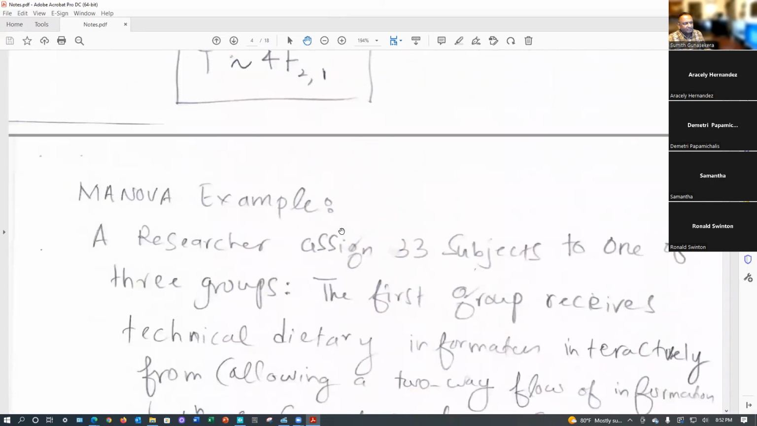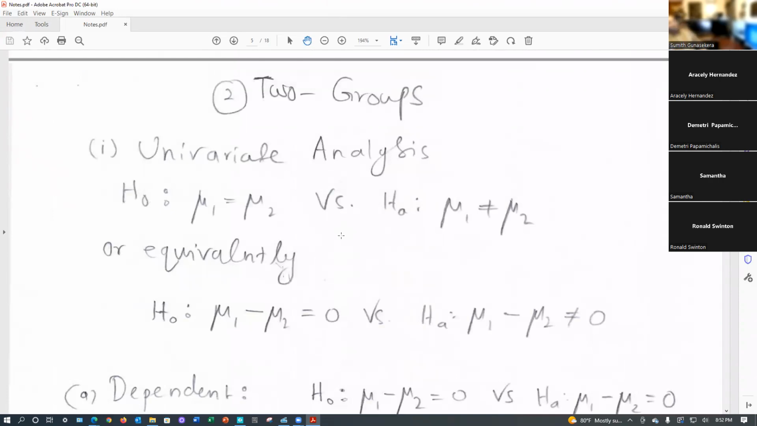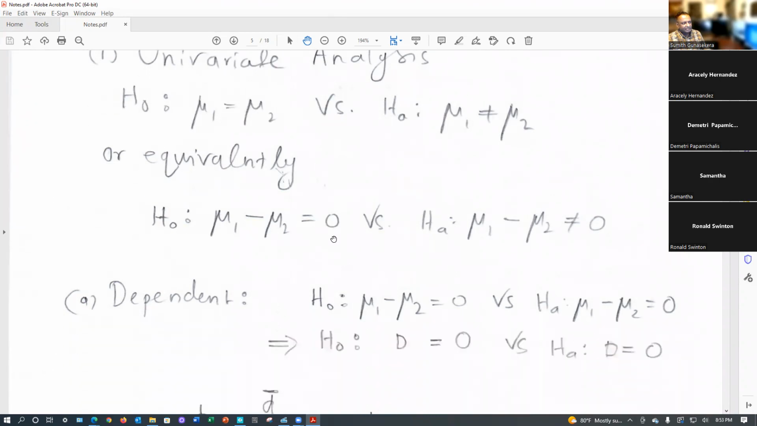Here, then we get this one. We're gonna come to this here. Then we're gonna get into the two groups. Look at the two groups. Earlier we were talking about the one group, univariate case, multivariate case. Now look at the univariate, two groups. See, mu1 equals mu2. They are not vectors, just two variables. So equivalently, you can write it this way.